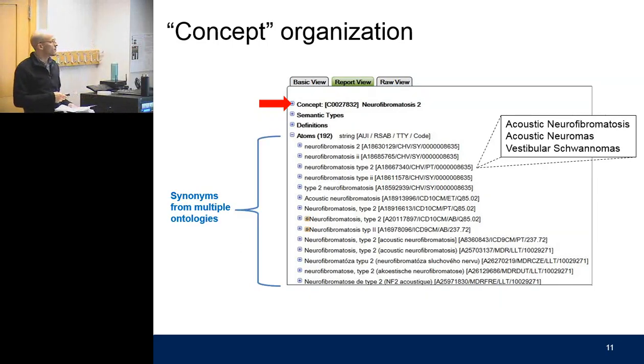Okay, so just to catch up on slides quickly, you see the concept at the top by the red arrow, synonyms for multiple ontologies down below, and we see in the highlight some of the potentially very different terms or very different ways that ontologies might represent the same concept.